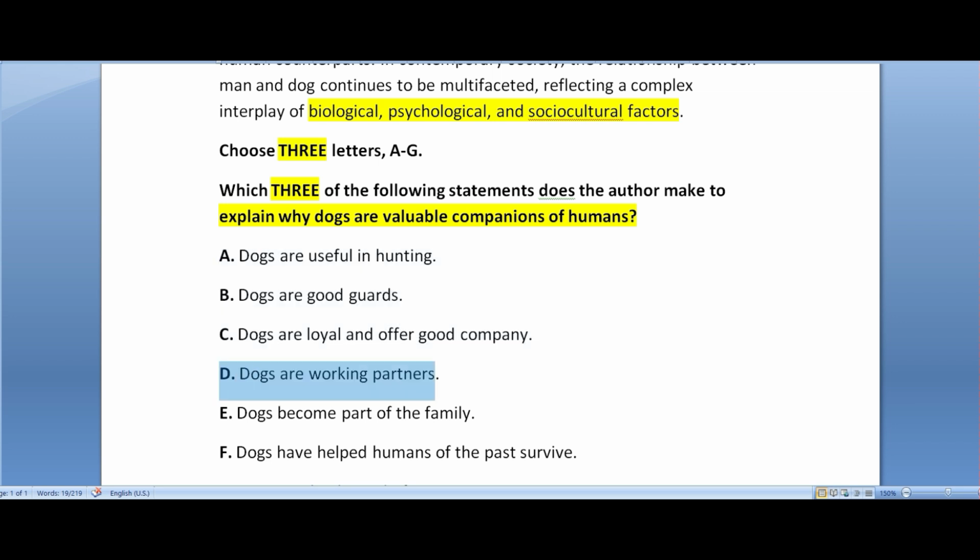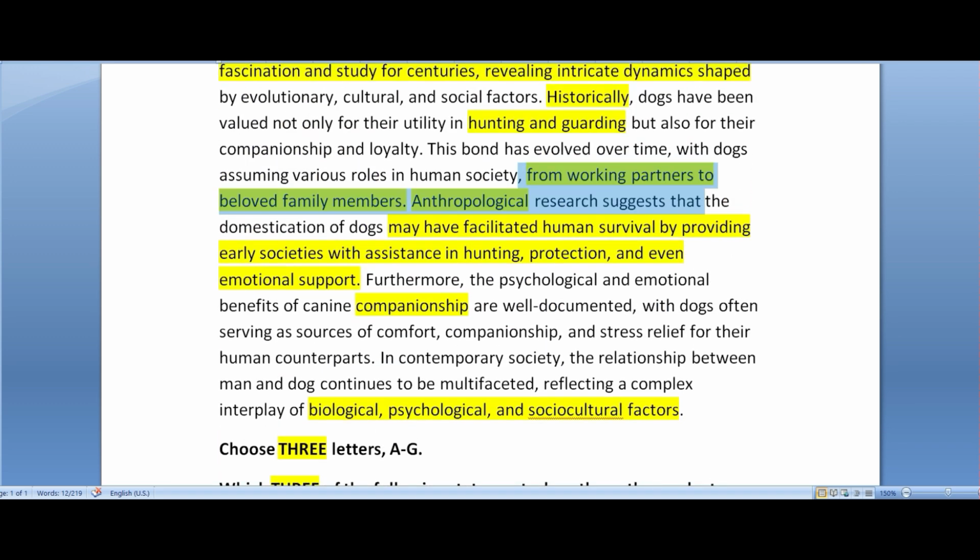So both D, dogs are working partners, and F, dogs have become part of the family, could definitely confuse a candidate because we found them here, from working partners to beloved family members. Some of the information found in the passage will seem logical, as in this case, and will be in the passage, as in this case as well. But it may not answer the question. If you pay close attention in this case, these are not the reasons that made the dogs valuable, but rather the outcome, the result of dogs being already valuable. This happens all the time in these tasks on purpose.